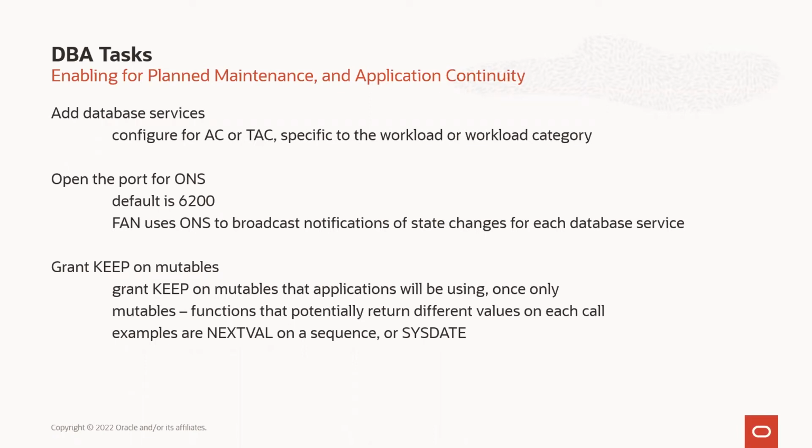And I mentioned mutables and so forth. The mutables in your database that you will be accessing, the DBA must grant keep on them. In other words, keep the values as constants, specific for application continuity usage. Okay. Next val on a sequence, sysdate, systime, and so forth. We're gradually adding more of these function calls to the list of mutables we support, but you do it once, you don't do it again. And it's almost like it should be a routine. If you're deploying using application continuity, just grant keep on them. Have it done with. Okay.